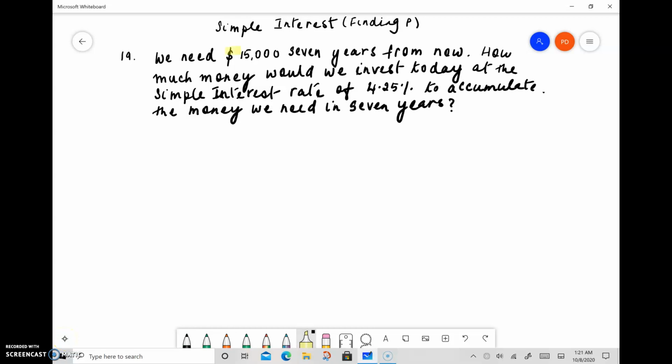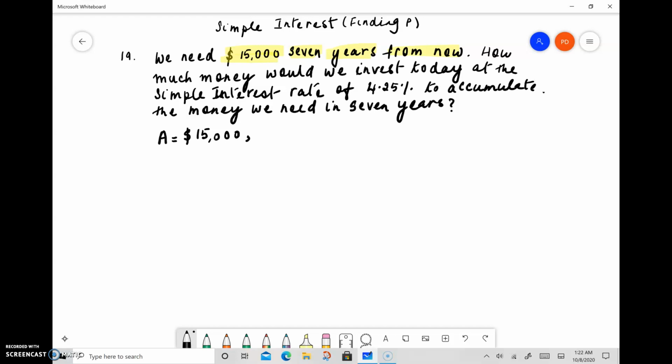We need $15,000 7 years from now. So we have some important numbers that we need to write down. If we need this amount in future, that's the future value or the accumulated amount A, that's $15,000. So that's the accumulated amount. This is what we need in future. That's why we call it A.